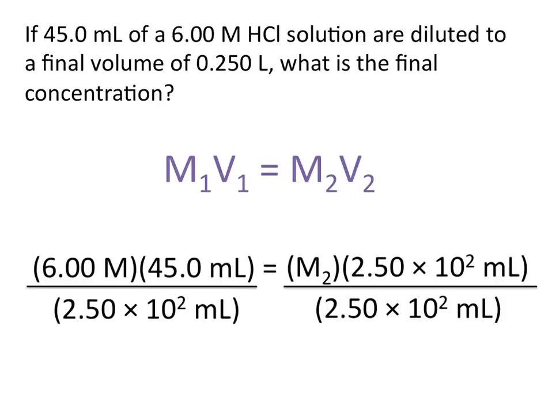Now when we divide each side by 2.5 times 10 to the second milliliters, units of milliliters will cancel out, and we'll be left with a concentration in molar. So in this case, the final concentration after we've diluted 45 milliliters of a 6 molar solution to 0.250 liters will be 1.08 molar.